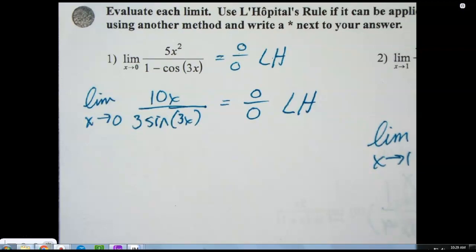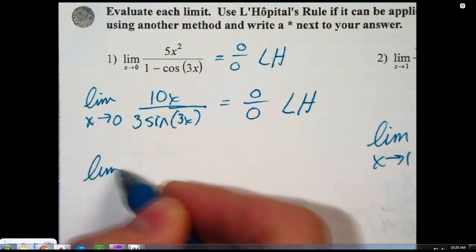Do you have to write the L'Hopital's rule every time? Yeah. In multiple choice, no, because no one's going to look at your work, but on a free response you would. So I'm going to go again.